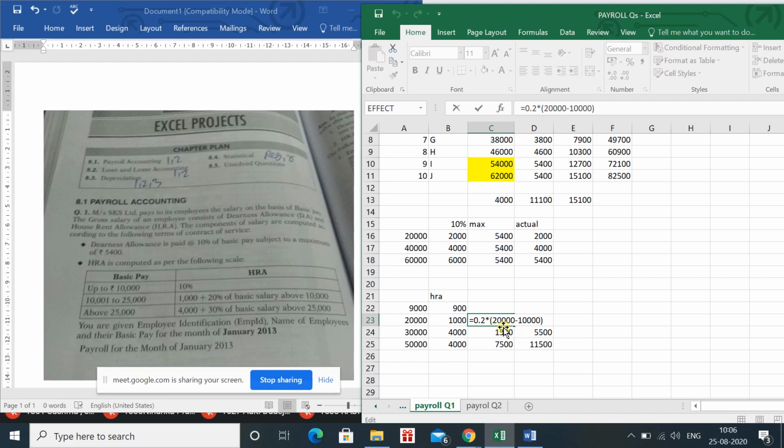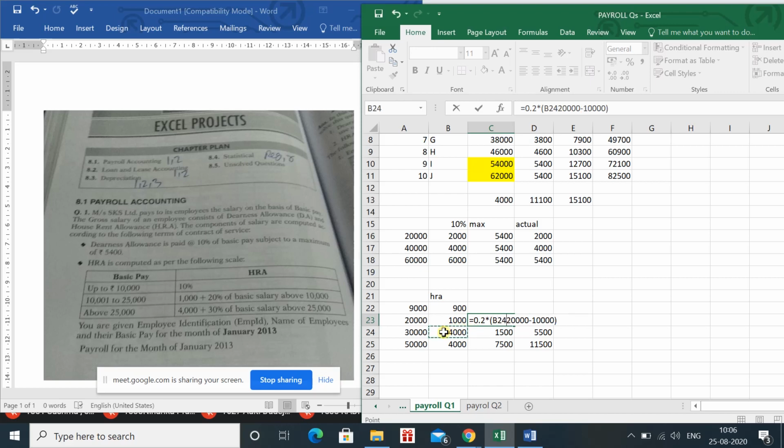So 20,000 minus 10,000, and we will calculate 20% of that. So for multiplication, you have to apply this asterisk sign. You have to be clear about it. Also, in every formula we start, if you are applying a formula, you have to apply the equal to sign, then only it will understand that you want to apply the formula.